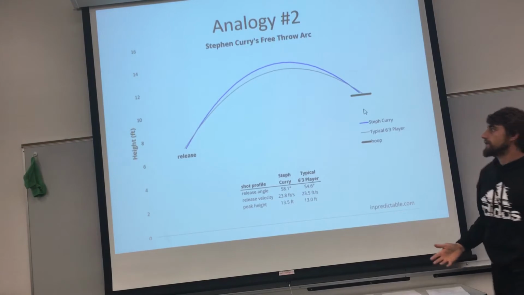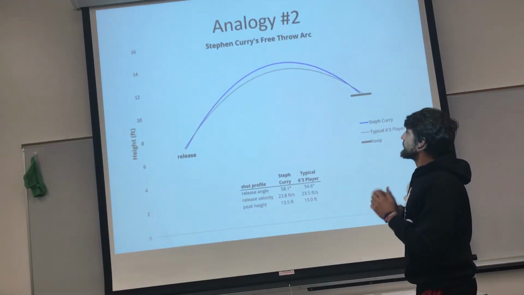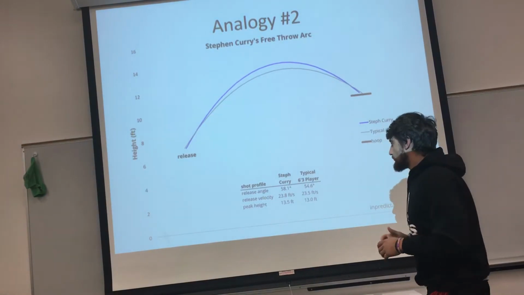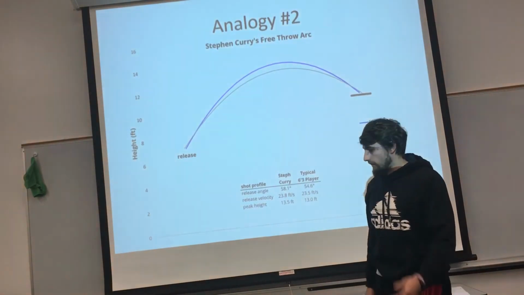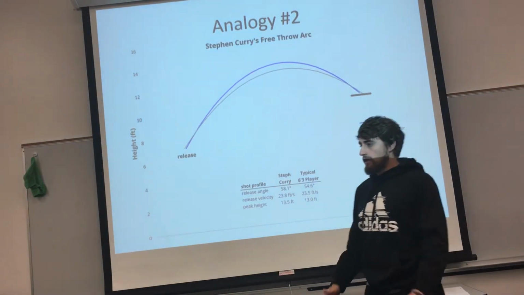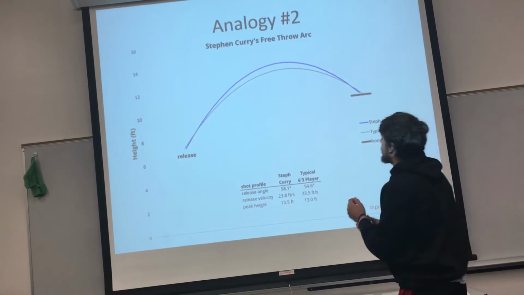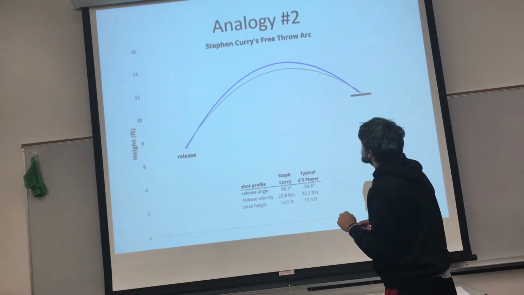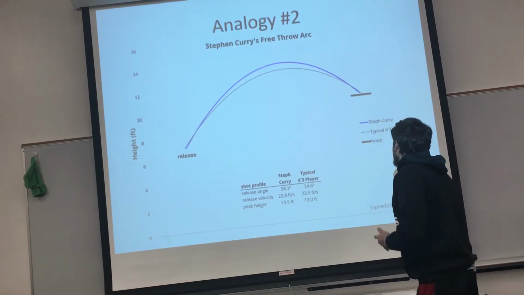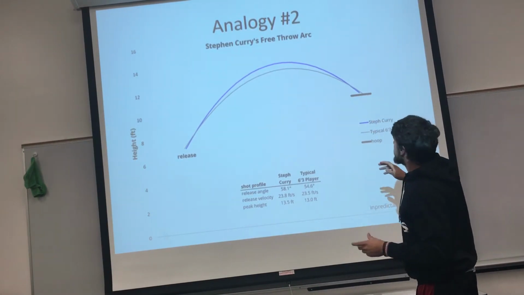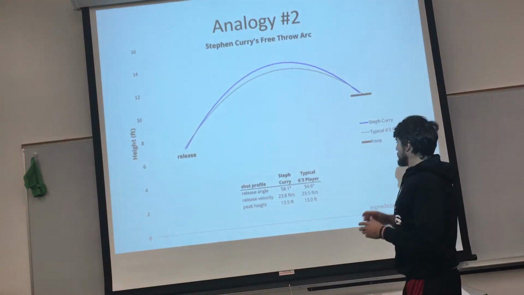My second analogy, something also that was really good, was the arc of Steph Curry's free throw shot. So everybody knows that Steph Curry is just an absolute baller. He makes shots that nobody else makes. He's probably arguably the best shooter of all time. But this is just an arc of his free throw. And so the blue line is Steph Curry, and then the gray is like the typical 6'3" shooter, and then the black line is the hoop.